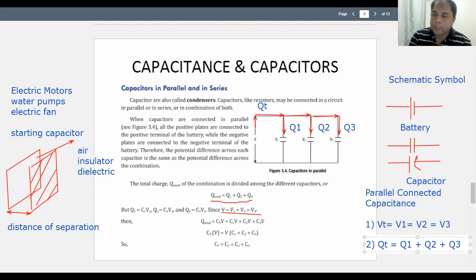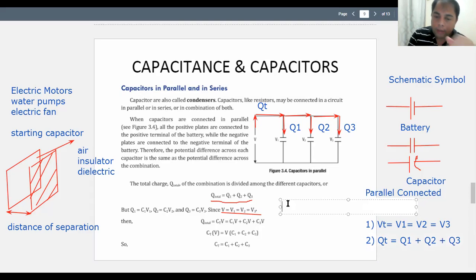Our idea there is similar to a pipe which carries water and eventually distributes it to several smaller pipes. So the water is simply divided. Okay, so that's the second principle. And then our next idea is that if Q happens to be equivalent to C times V, that's our basic equation.